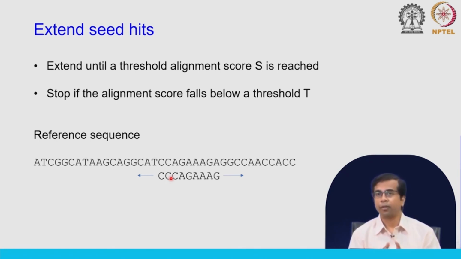So, we stop if we see that the alignment score is falling below a threshold T. We can define this S and T depending on our requirements. So, this is the whole thing. The idea is we break down the query sequence instead of matching the full query sequence into the reference. We are taking a part of this query sequence and mapping it against the reference. So, this kind of speeds up the matching or mismatching process.